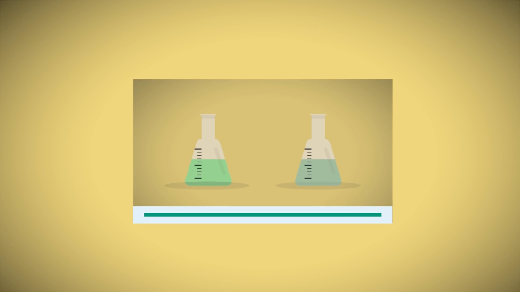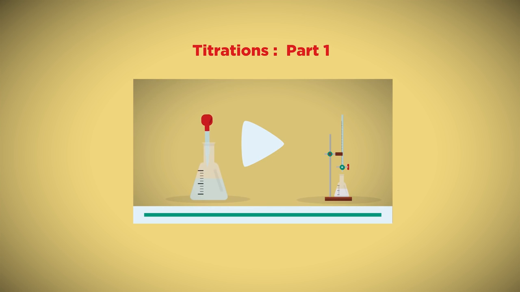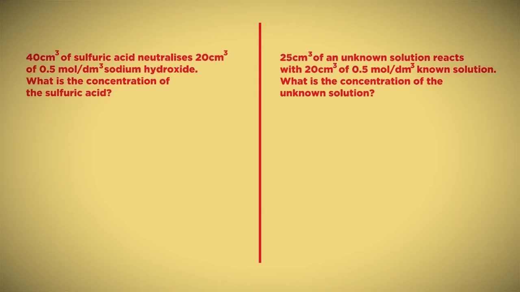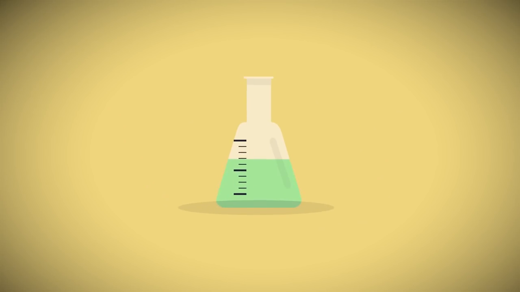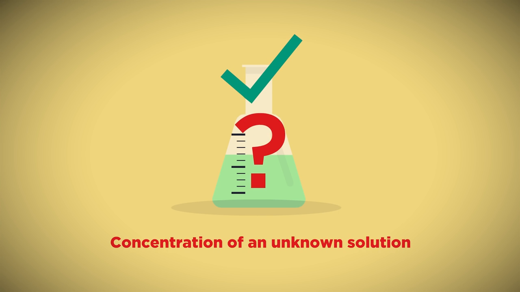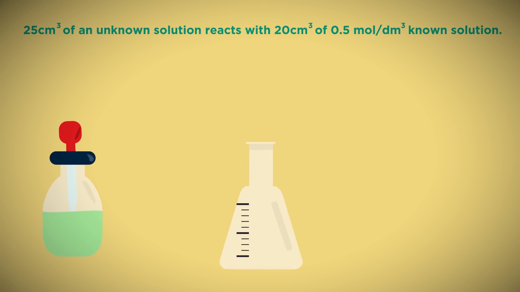You should already know how to carry out titrations, but if you've forgotten, watch part 1 again and refresh your memory. In part 2, we will see how to do titration calculations. We will look at 2 different examples together and then one for you to try out yourself. These calculations enable us to work out the actual concentration of an unknown solution. So let's look at an example.